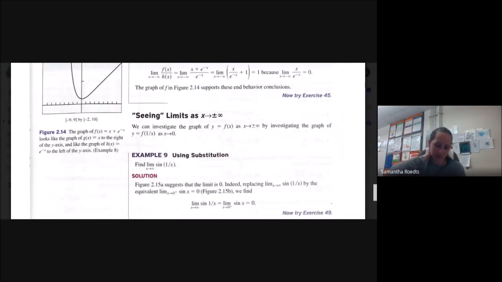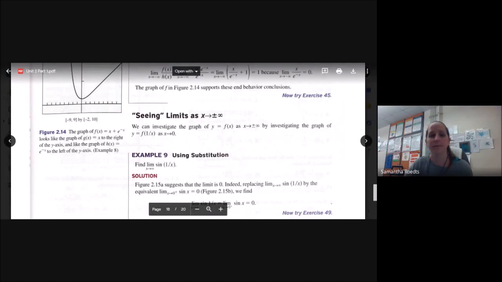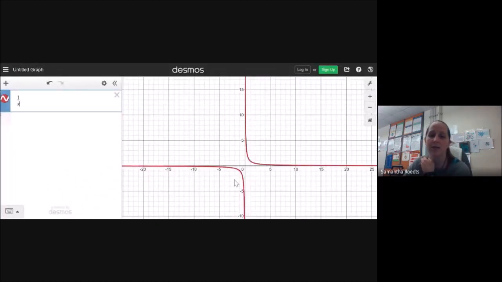All right, seeing limits as x approaches positive or negative infinity. So we can also investigate the graph of y equals f of x as x approaches positive or negative infinity by investigating the graph of y equals f of 1 over x as x approaches 0. That's what this graph looks like, 1 over x. And we said before there's a vertical asymptote at 0 and a horizontal asymptote at 0. Just a reminder.